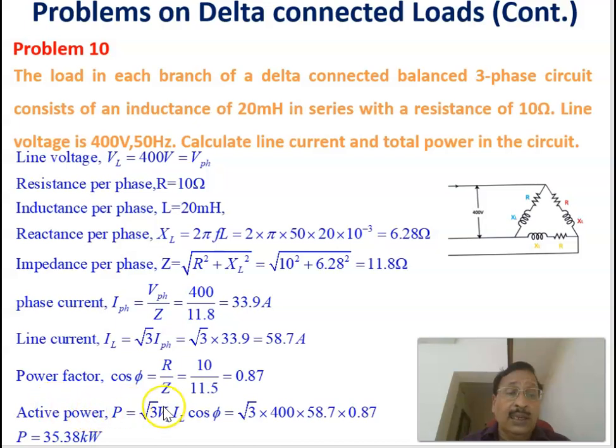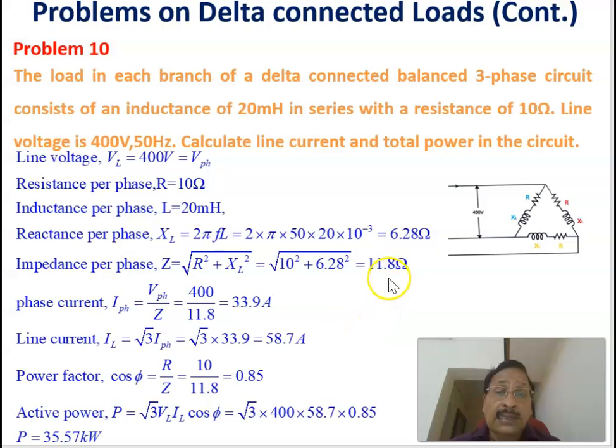Therefore, the power equal to root 3 VL IL cos phi. The power factor can be calculated. Power factor equal to R by Z, with resistance equal to 10 ohms and Z equal to 11.8 ohms. Therefore, 10 divided by 11.8 is 0.85. Power factor equal to 0.85.